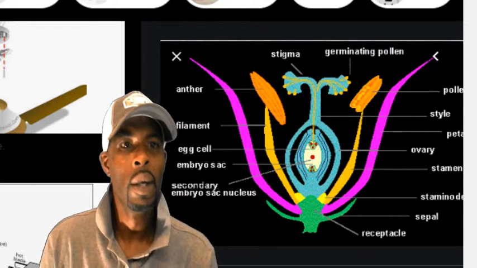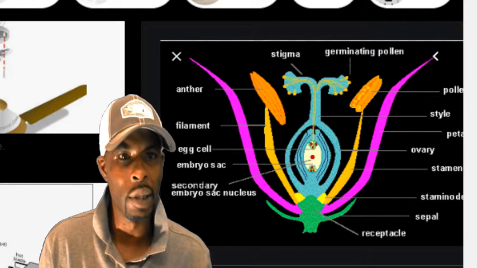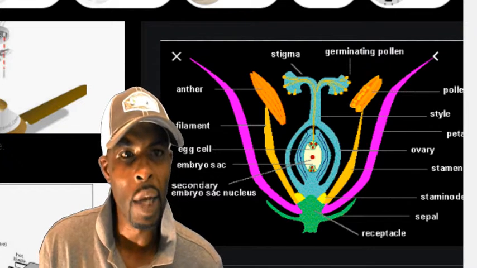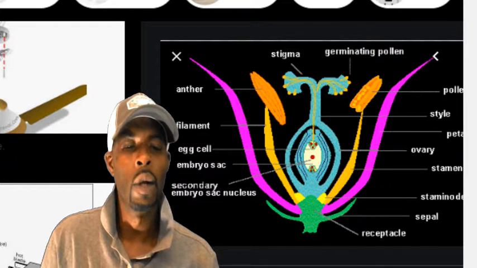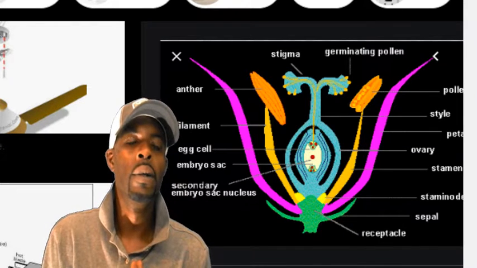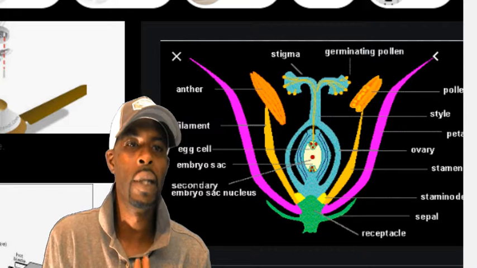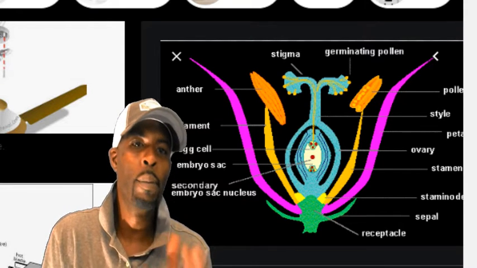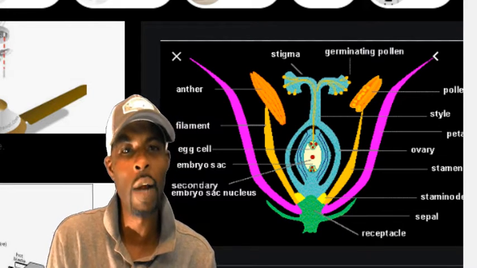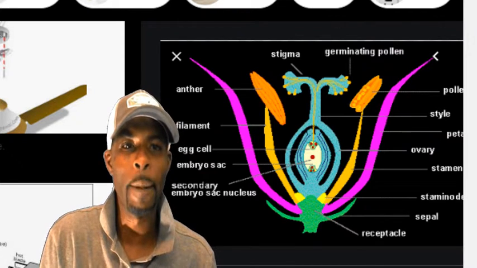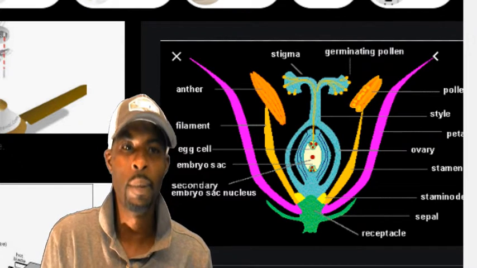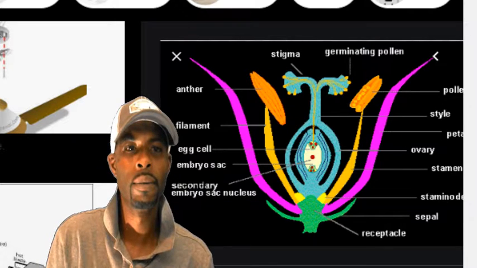Just pay attention. You see the stigma at the top, and then you have the germinating pollen. As you can see, the flower is like a female. That's why people reference females to flowers, blossoming and things like that. Peep game. Do you see how that looks?